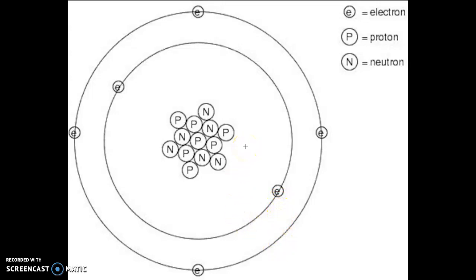Let's first count the number of protons. 1, 2, 3, 4, 5, 6, 7. So we have 7 protons. Now we have 1, 2, 3, 4, 5, 6 electrons. So mathematically this will be plus 7 minus 6, because we're subtracting the electrons from the protons. So we have 7 minus 6 equals positive 1. So this atom right here has a positive 1 charge.